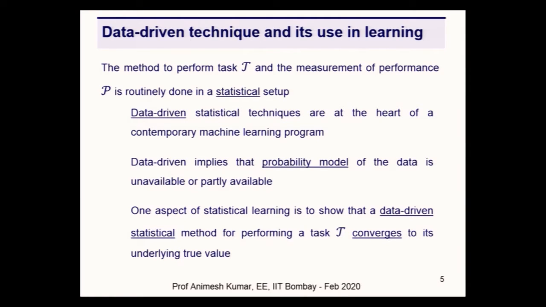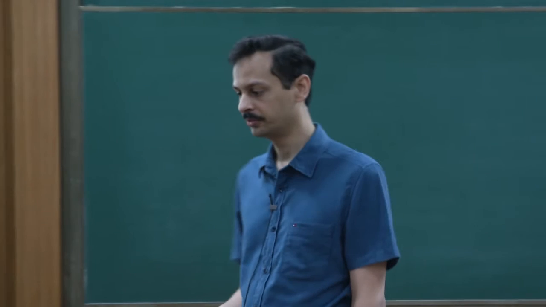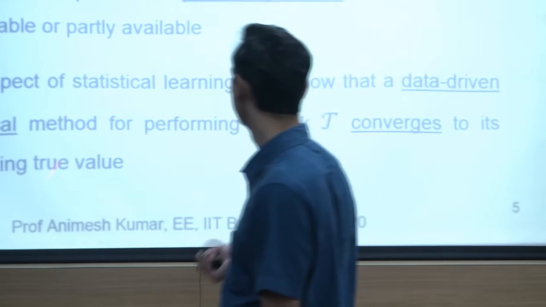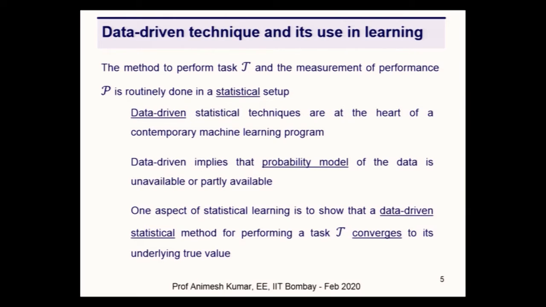Even if the distribution is assumed to be known, typically parameters of the distributions are assumed to be not known, which often leads to what is called, let's say, parameter tuning or hyperparameter tuning and so on. All right. So one aspect of statistical learning is to show that a data-driven statistical method, meaning a method or a predictor or a machine learning program that works directly on the data, performing some task T, is going to, let's say, converge, meaning agree with its underlying true value.